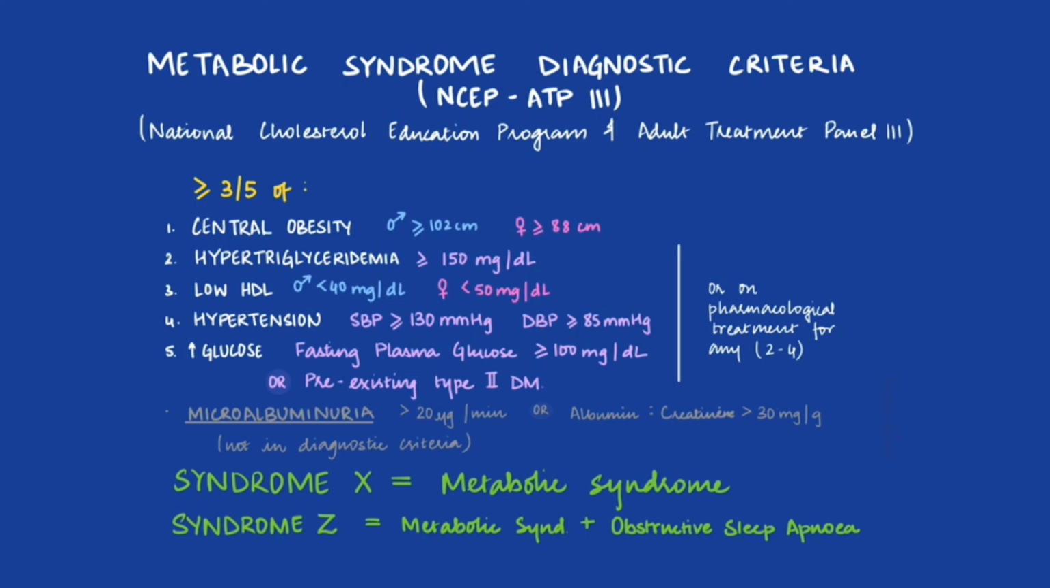The point to note here is that central obesity is waist circumference and not hip circumference. And also to note that this is low of the good cholesterol or HDL, and it's not LDL. Just a point to note that metabolic syndrome plus obstructive sleep apnea, which sometimes can be seen in a patient with obesity or metabolic syndrome, is known as syndrome C. That's it. Thank you.